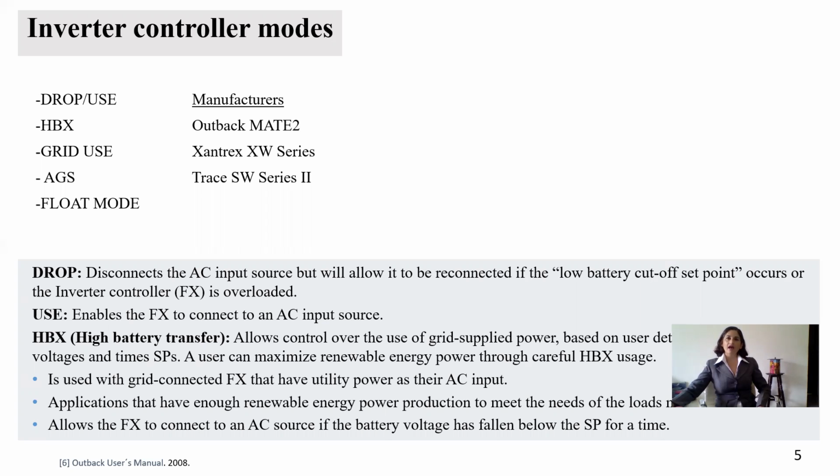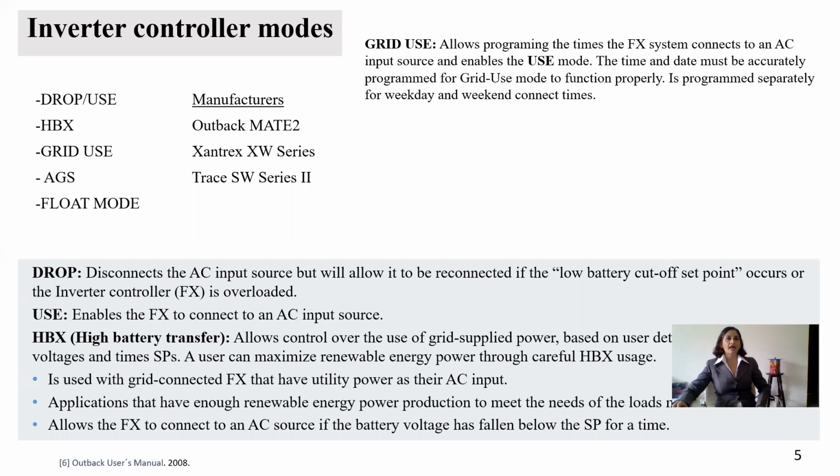High battery transfer allows controlling the use of the grid power based on the set point of the battery voltages and times. A user can maximize renewable energy power through careful HBX usage. It is used with grid-connected inverters that have utility power as their AC input. It's also used in applications that have enough renewable energy power production to meet the needs of the loads most of the time. It allows the inverter to connect to an AC source if battery voltage has fallen below the set point for a time.